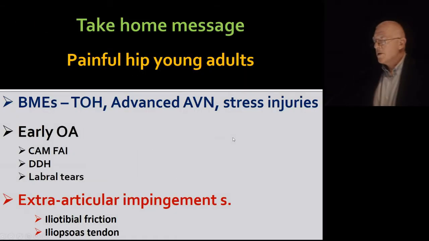So overall, we discussed today the various phases of bone marrow edema in the group of adults, young adults and middle-aged adults, with particular reference to transient osteoporosis of the hip. We tried to explore why early osteoarthritis may appear in this age group, and this is related mostly to cam-type femoroacetabular impingement and developmental dysplasia of the hip. And in the end, we discussed briefly the extra-articular impingement syndromes. Thank you very much for your attention.